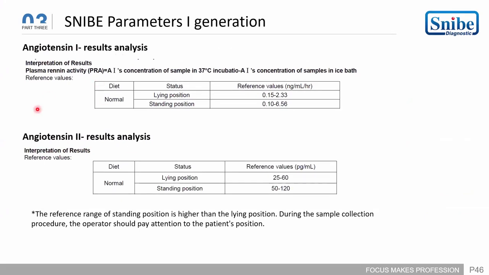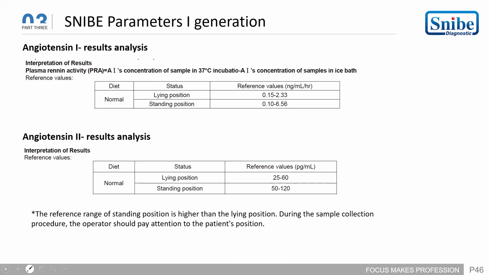If you talk about the angiotensin 1 result analysis interpretation for the plasma renin activity at 37 degrees centigrade, the reference value is different for the normal diet in the lying position and the standing position. For the angiotensin 2 result analysis, the reference range of the normal diet is also different for the lying position and the standing position. The reference range of the standing position is higher than the lying position. During the sample collection procedure, the operator should pay attention to the patient position and should mention it on the sample type.